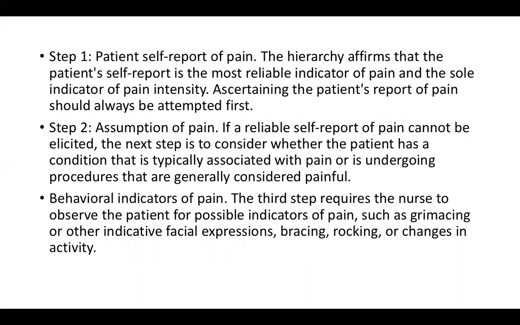Now the first one, as I told you earlier, is the self-report, which is the best one. The second one is assumption of pain. If a reliable self-report cannot be obtained, then the next step is to consider whether the patient has a condition that is typically associated with pain, or is undergoing procedures that are generally painful. The third one, I said, is behavioral signs of pain. That requires a nurse to observe indicators of pain, like grimacing, facial expression, rocking, change in activities, change in sleeping position.